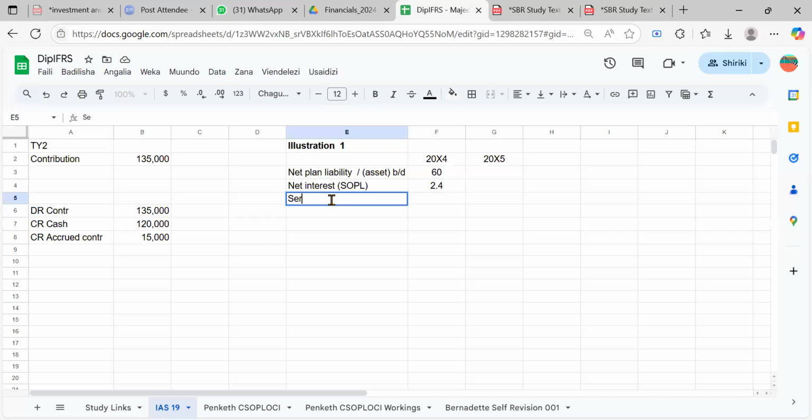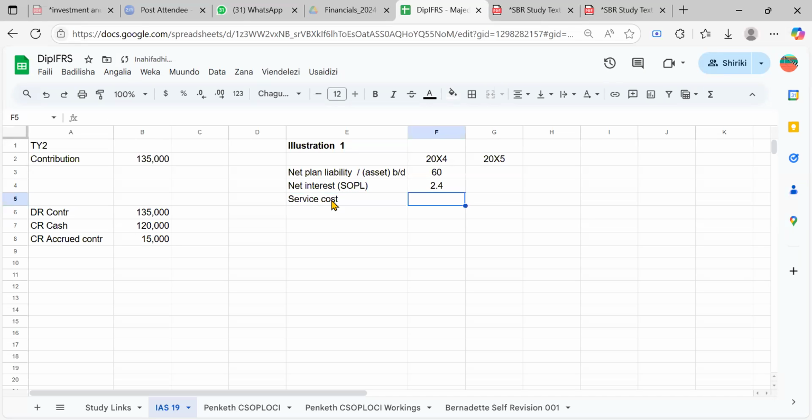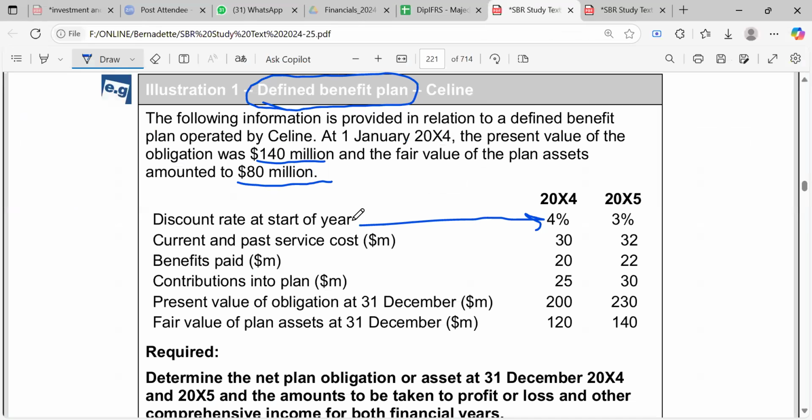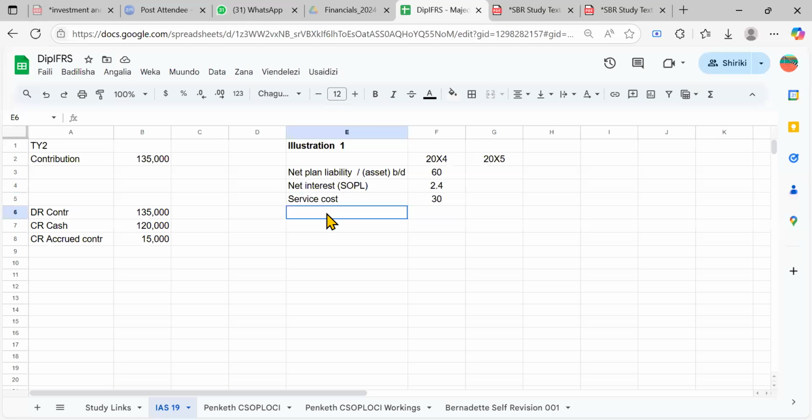Service cost. This is 30. Service cost increases the liability. So you just put there 30 positive, right? Positive. Yes. And then the benefits paid is 20. What do we do with the benefits paid? Negative. It's reducing the liability.